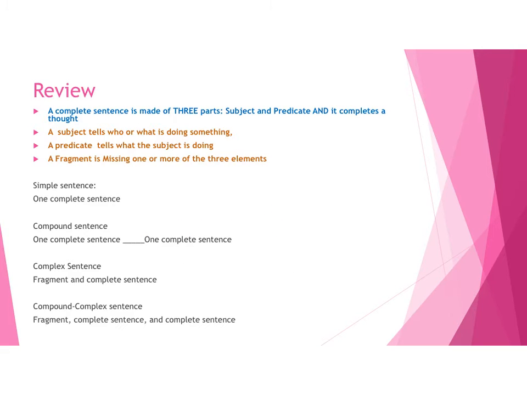Quick review to make sure that you're with me. A complete sentence has a subject, which is who or what is doing something. It has a predicate, which is what the subject is doing, which is a verb. Okay. And it completes your thought, and that's key. A lot of kids sometimes forget that one. A fragment is missing one of those 3 elements.